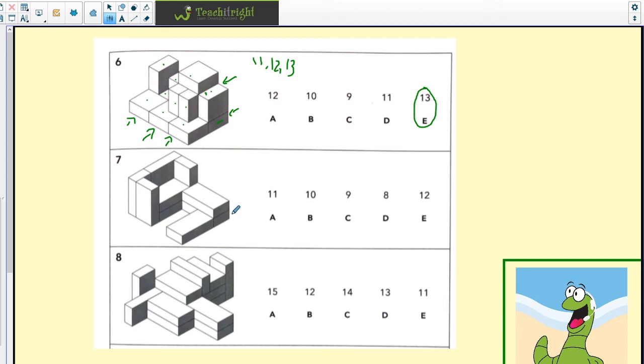Right, number 7, similar process. The ones I can see: 1, 2, 3, 4, 5, 6, 7, 8, 9.